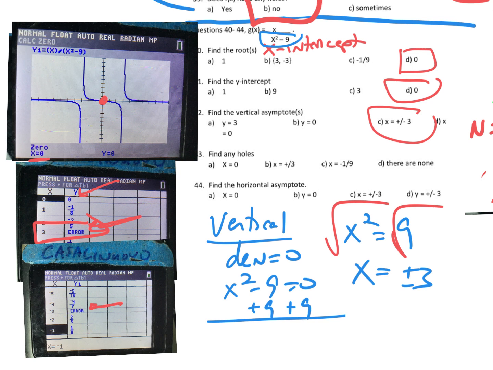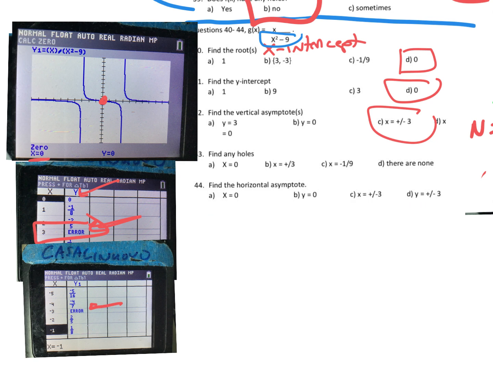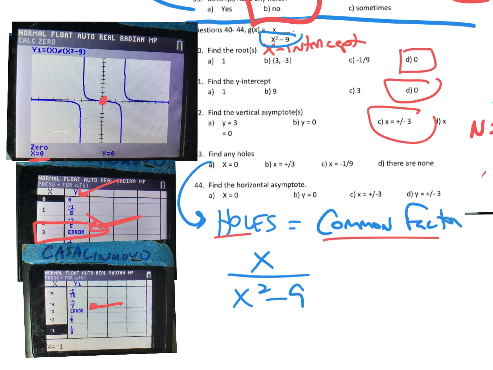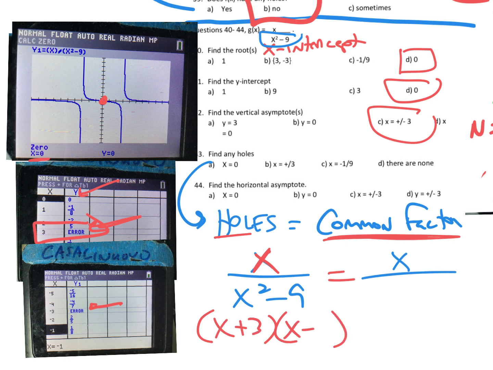Now we want to find, for number 43, any holes in the graph. Recall, the way we look for holes is if there's a common factor of our numerator and our denominator. So we're looking for a common factor. My numerator is just x. That can't be factored. But my denominator, by the difference of perfect squares, factors into x plus 3 and x minus 3. So my denominator can be factored, but there is no common factor. This x and these x's, they can't be canceled.